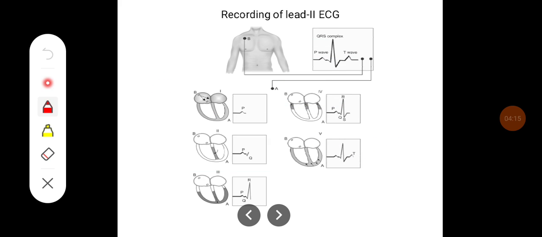So this is the recording that we see in a lead 2 ECG, and this shows summated activities of the atria and ventricles, the depolarization as well as repolarization. Here the P wave is because of atrial depolarization, the QRS complex is because of ventricular depolarization, and the T wave is because of ventricular repolarization.